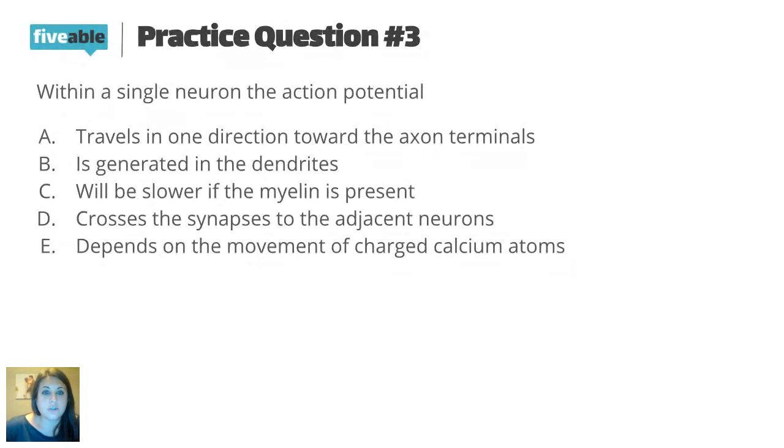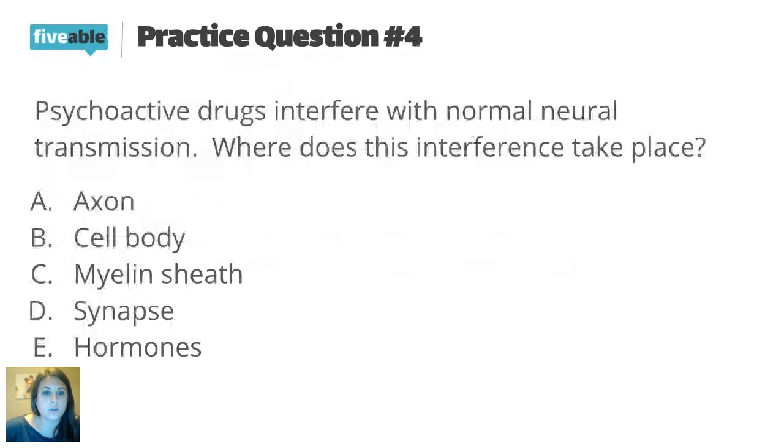Question 4. Psychoactive drugs interfere with normal neural transmission. Where does this interference take place? We did not specifically talk about this, so if you're not sure, that's okay. We'll talk about it after you take a shot at it. I'll give you like 30 seconds to try and answer that.